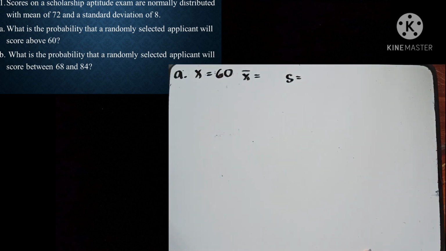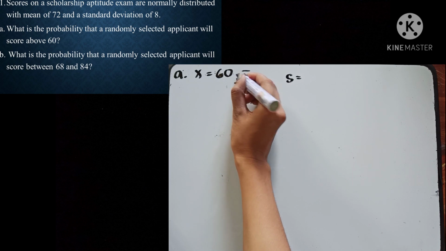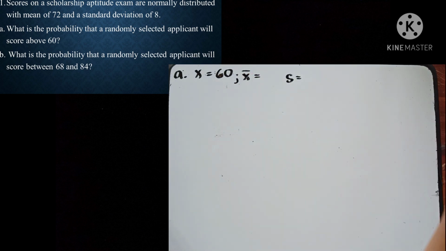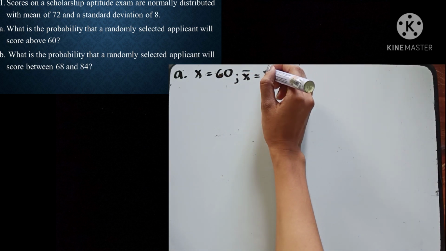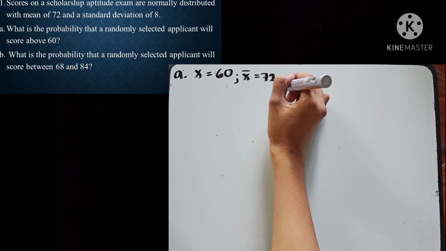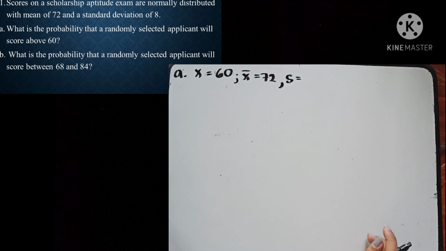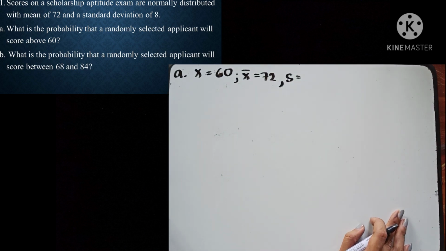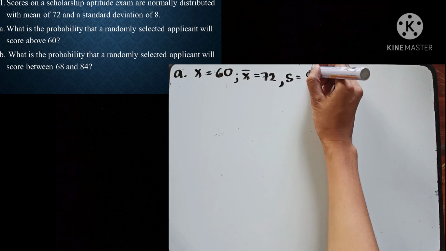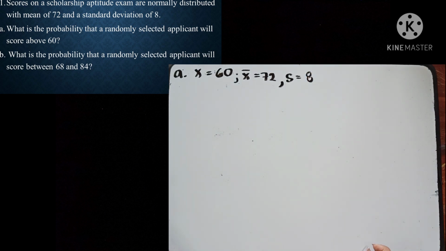Okay, so what is the probability that a randomly selected applicant will score above 60? And their x bar or our sample mean, given si sample mean with a mean of 72. And how about the standard deviation? Given din si standard deviation, which is 8. Okay, so again, first step, hanapin muna natin ano yung z-score.